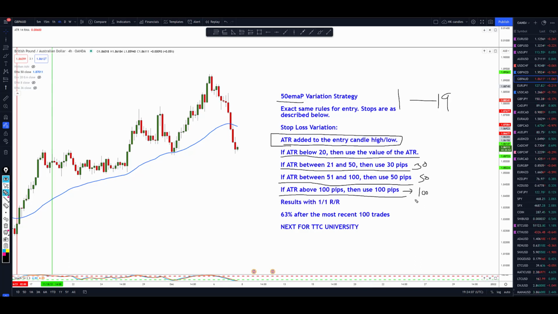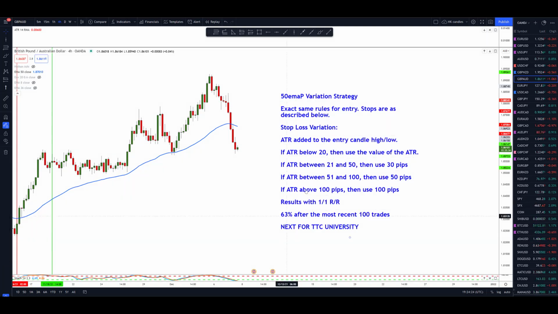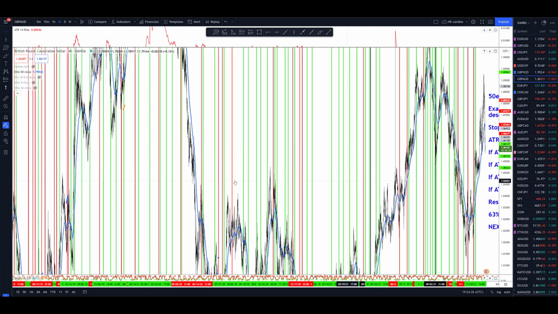Now, as I said, this just gave me dramatically better results with the Pound Aussie, although that's the only pair I've personally tested this with so far. Feel free to test this with any other pairs that you would like to. It gave a 63% chance out of the latest 100 trades. As you can see, looking left, these are our latest 100 trades.